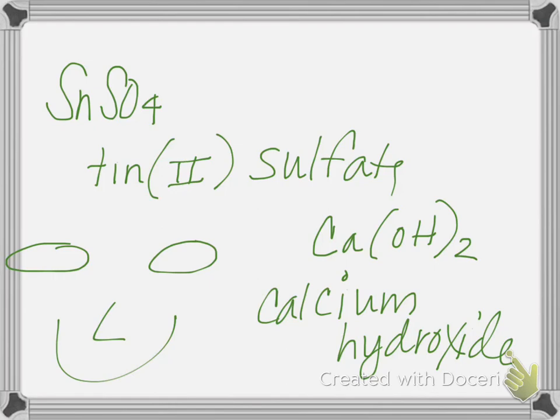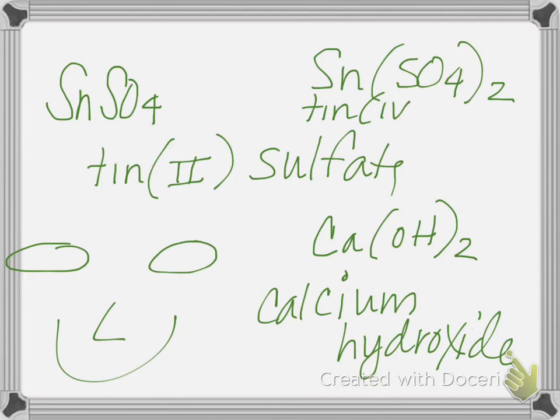So if it was like this, then that would be tin(IV) sulfate. Since we know that sulfate is a -2 charge, and it took 2 of them to go with the tin, that means the tin has got to be a +4.